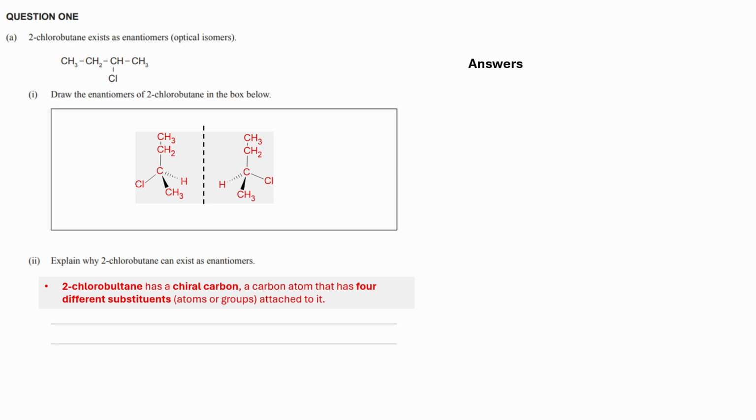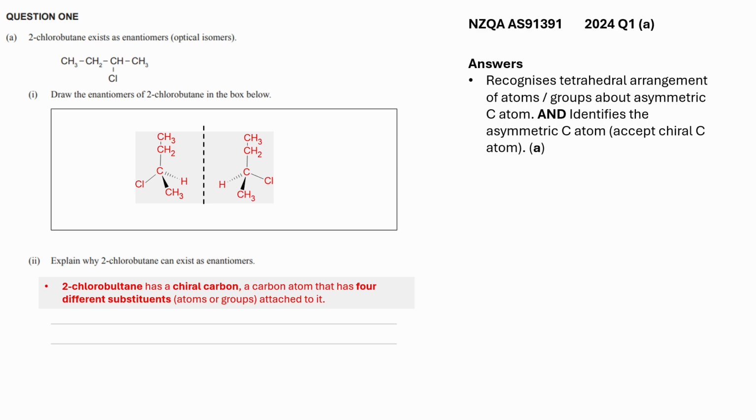Now, if we've done this properly, the grade they're going to give us for this is an achieved if we recognize that there's a tetrahedral arrangement and the groups are asymmetric about the carbon atom and identify the asymmetric carbon in the atom. So what they mean here is that there is a chiral carbon. So you can accept a chiral carbon is actually the better word to use here.